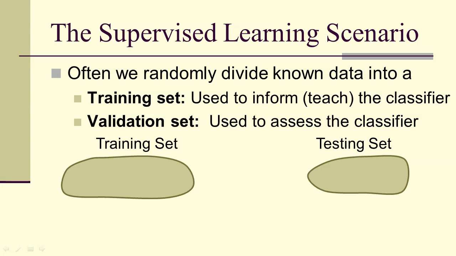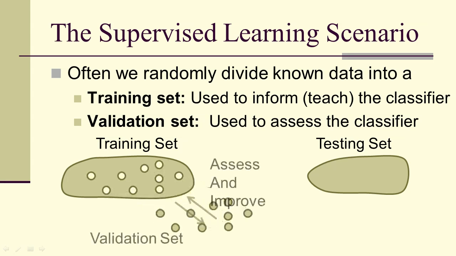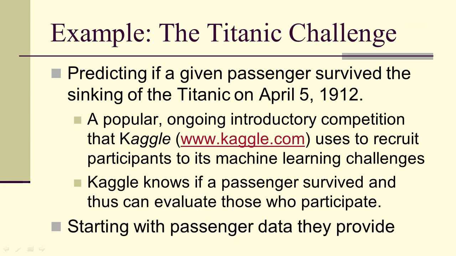Now we actually tend to divide the training set also. As a matter of fact, we're just giving you the simplest version of this whole supervised learning concept. So the training set informs or teaches the classifier, and the validation set assesses the classifier. And so a lot of times we'll actually take a sample from the training set as a validation set that we can use to successively refine and improve before we actually do our testing.